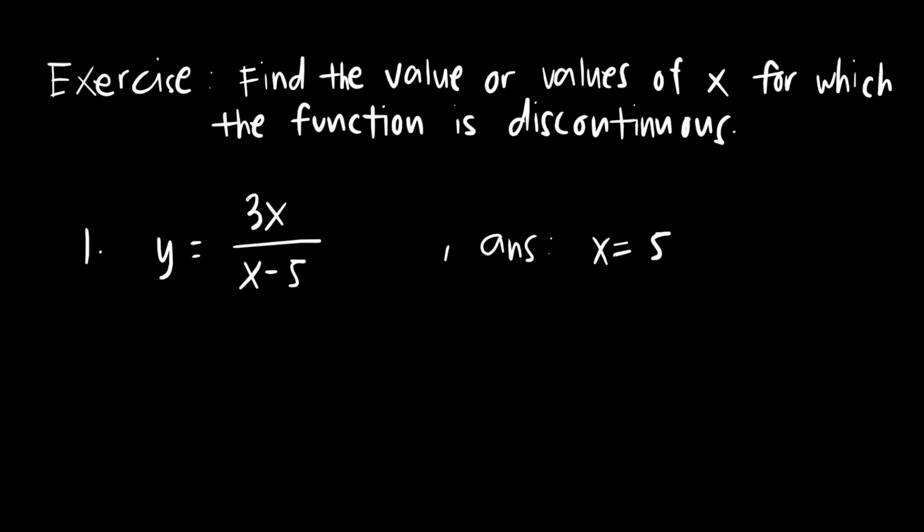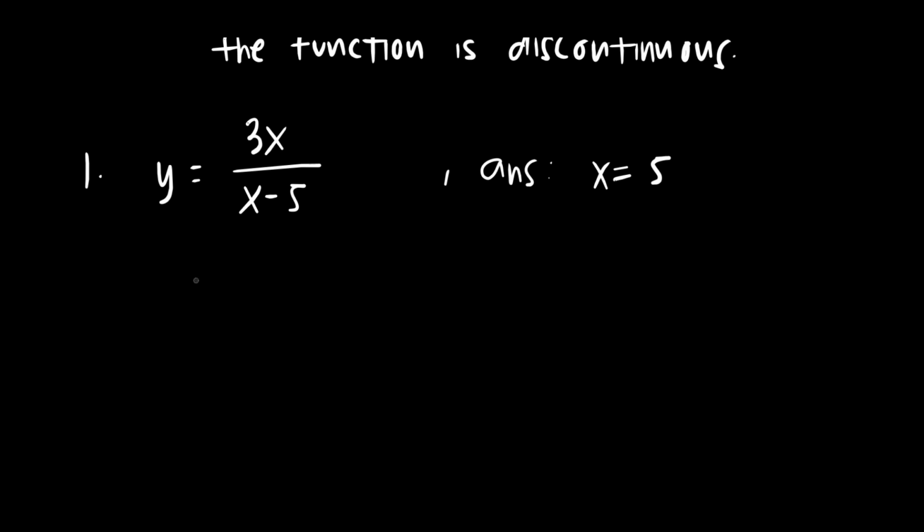For this one, continuity. Exercise: find the value or values of x for which the function is discontinuous. For number 1, y is equal to 3x all over x minus 5. To find the values of x for which the function is discontinuous, we'll just equate the denominator to 0. So we have x minus 5 is equal to 0, so x is equal to 5. So that is our final answer.